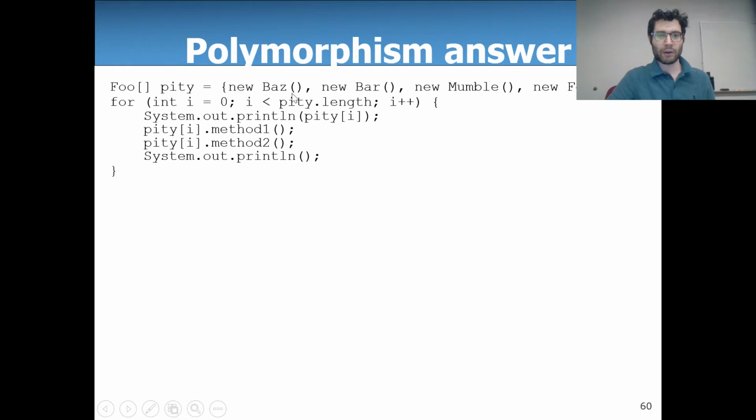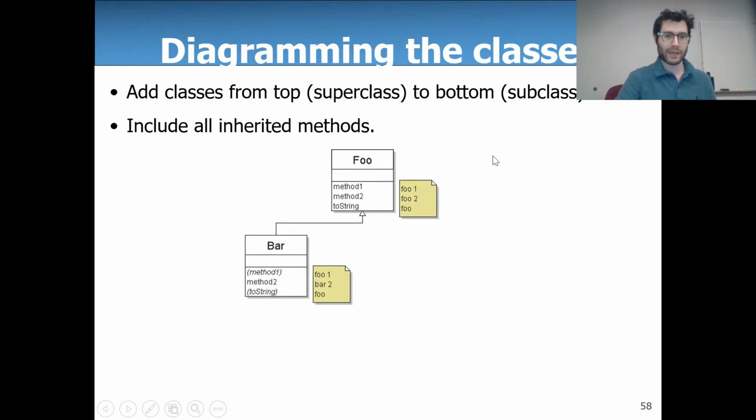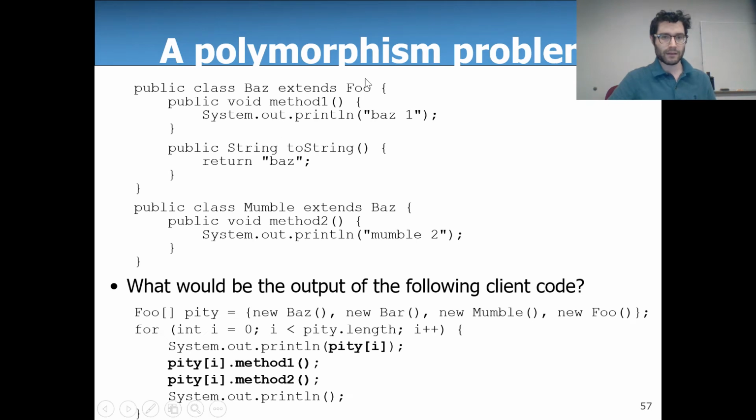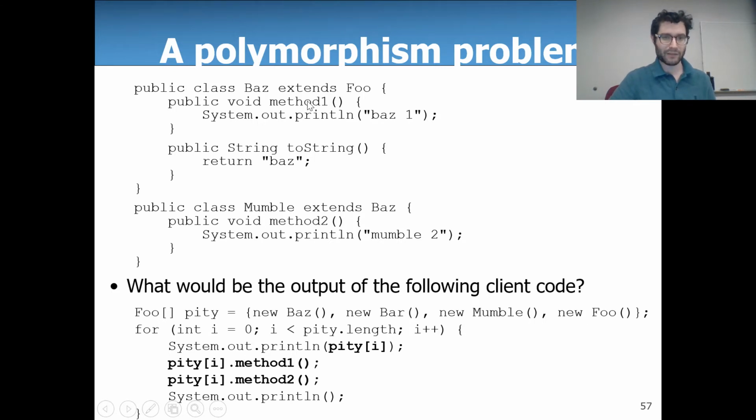Okay, so we go through the array. So first thing we do is we're going to target baz. So print out baz. So baz has overridden method 1 and toString. So we know that if we print out baz, it's going to print out baz. If we call the toString method, it's going to print out baz. We call method 1, it's going to print out baz1.